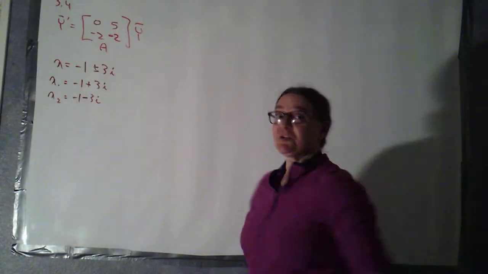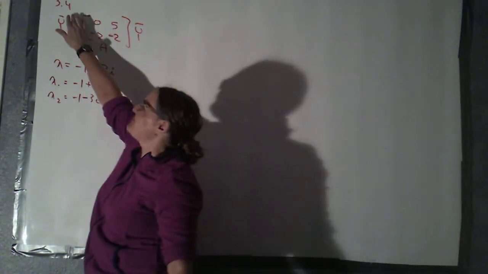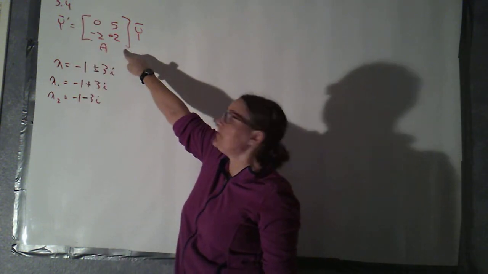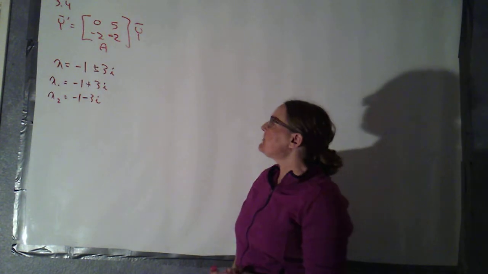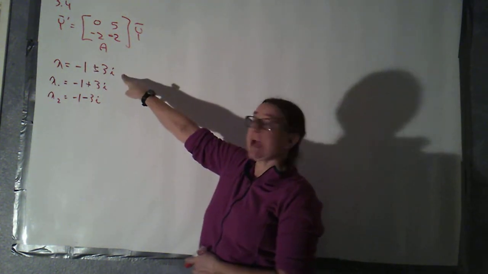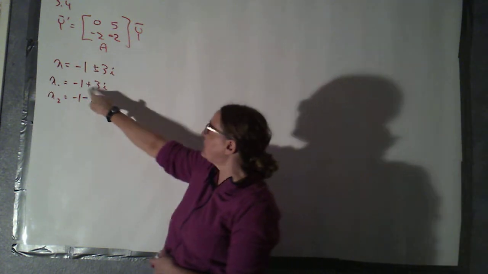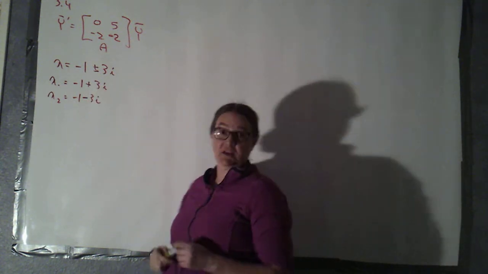Okay, welcome to part 2 of the video on section 3.4. So we were looking at this linear system. Here's our real valued matrix A. But when we tried to find the eigenvalues, we discovered that the eigenvalues were complex. So there were two eigenvalues, -1 plus 3i and -1 minus 3i.